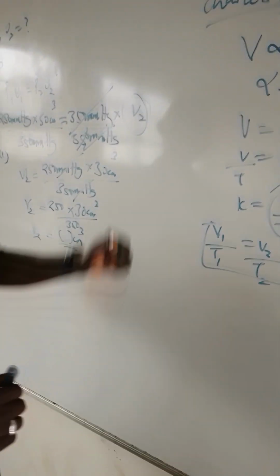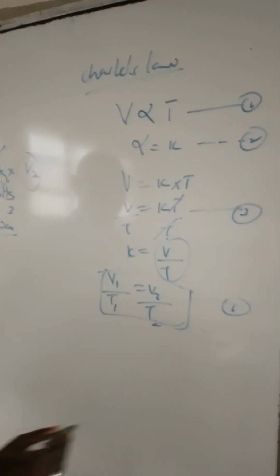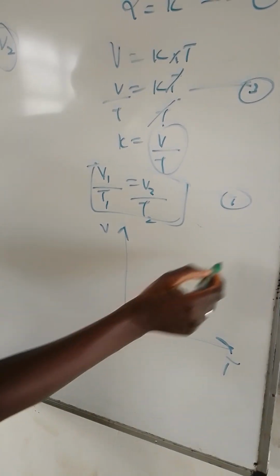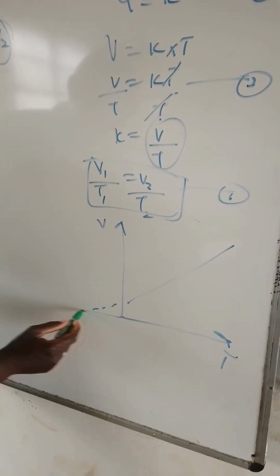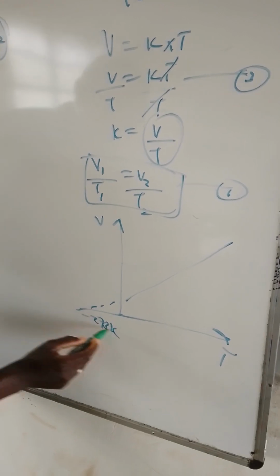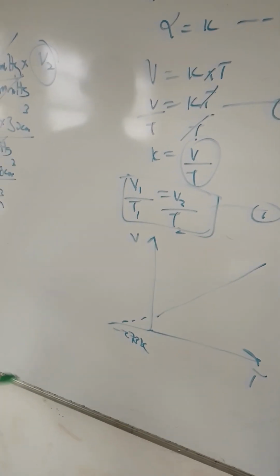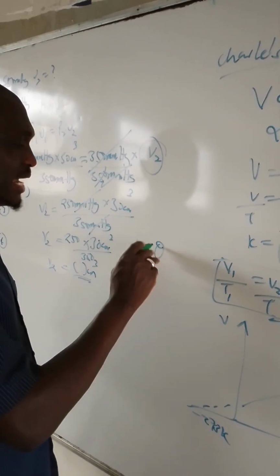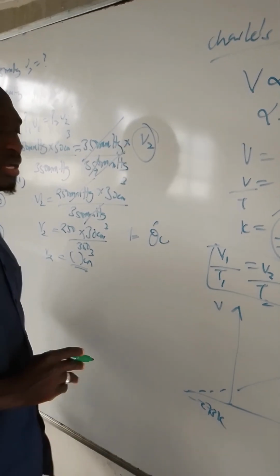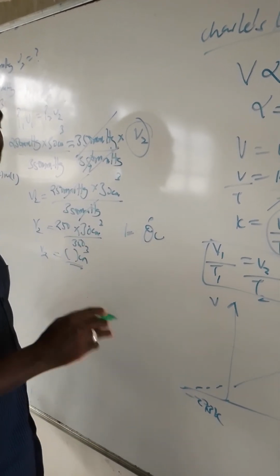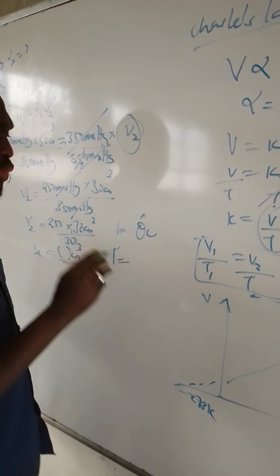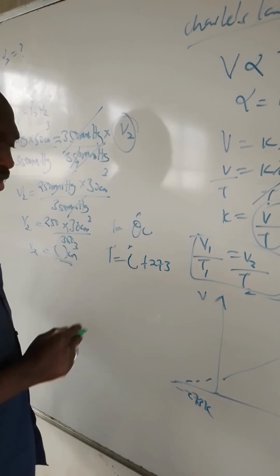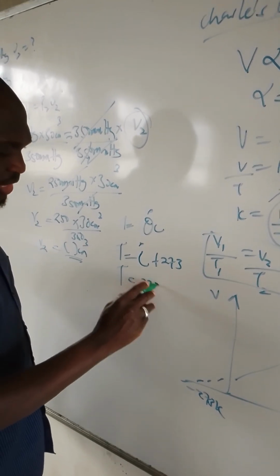The graph of Charles' law is plotting V against T, where you have a calibration like this, and here will be minus 273 Kelvin. But the modification is that most of the time the temperature will be given as theta, that's degrees Celsius. For you to convert degrees Celsius to Kelvin, T is going to be your degrees Celsius plus 273, whereby you have 273 Kelvin.